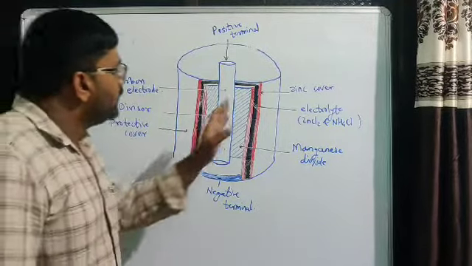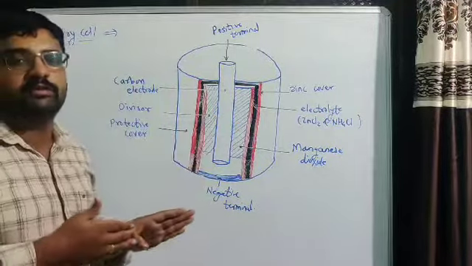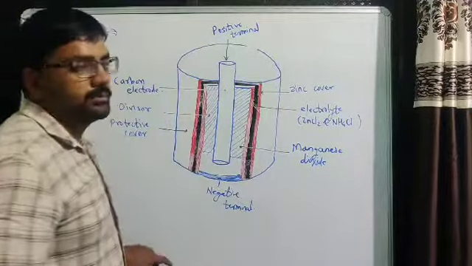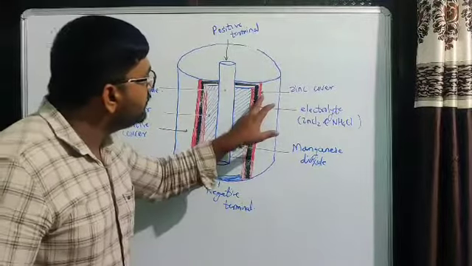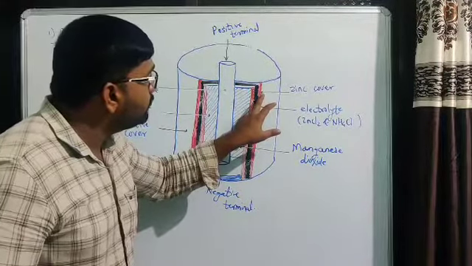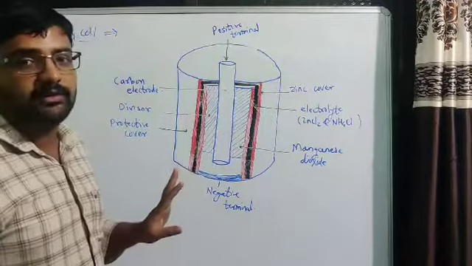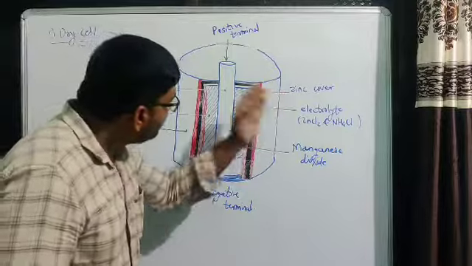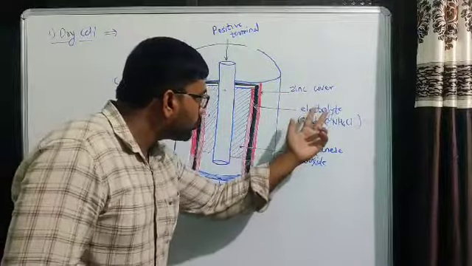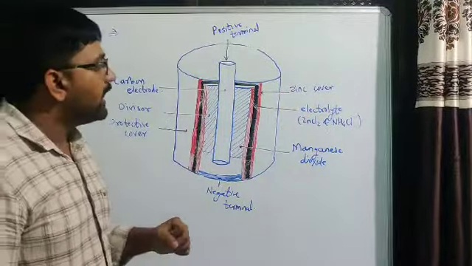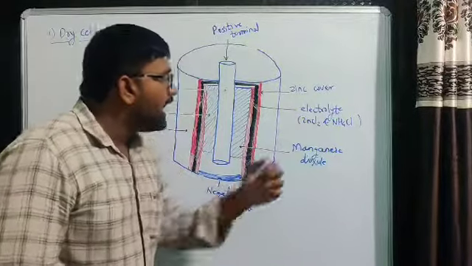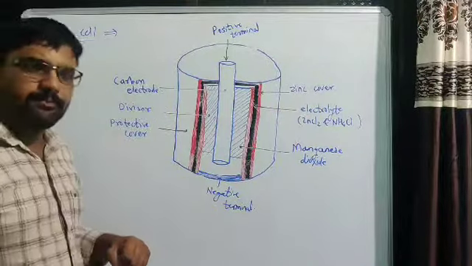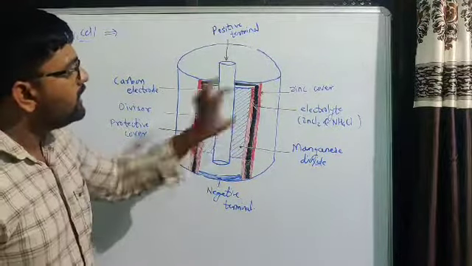If you cut the outer cover of the cell, then first of all we will see this white layer, which is actually the zinc cover. Now below that zinc cover, what is there? The electrolyte is there. Zinc chloride and ammonium chloride are used as the electrolyte.